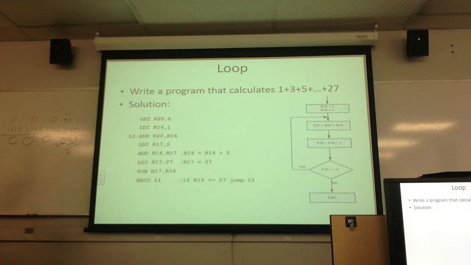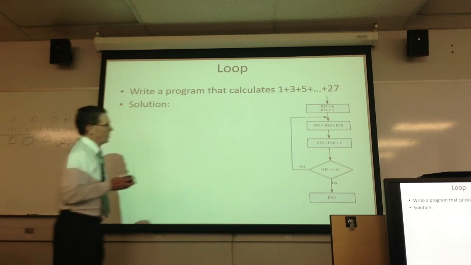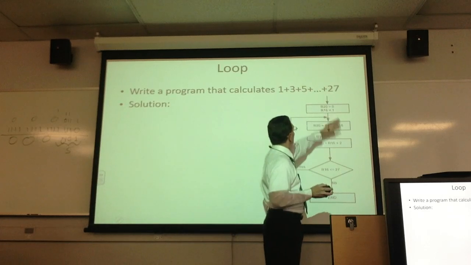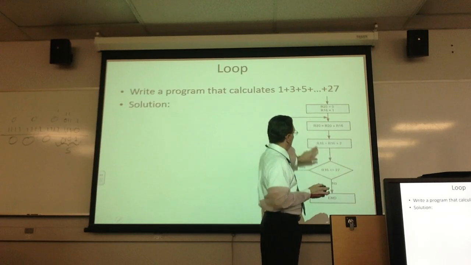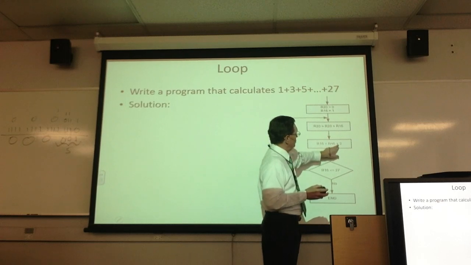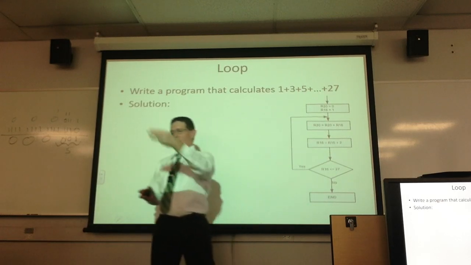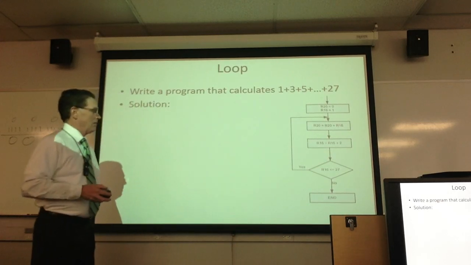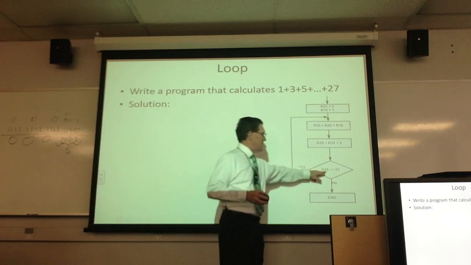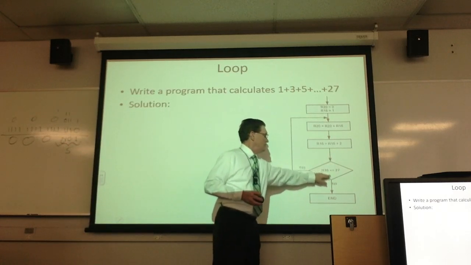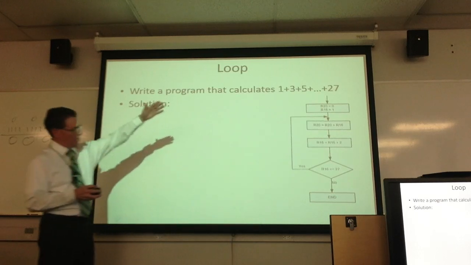All right. So here we're adding all odd integers up to 27. So again, I'm going to set up R20. I'm going to make R16 1, and then I'm going to start adding up. R16 will equal R16 plus 2. So I'm going to go 1, 3, 5, 7. And now I'm going to test if R16 is less than the number 27, all right? Because that's the final number I'm going up to.